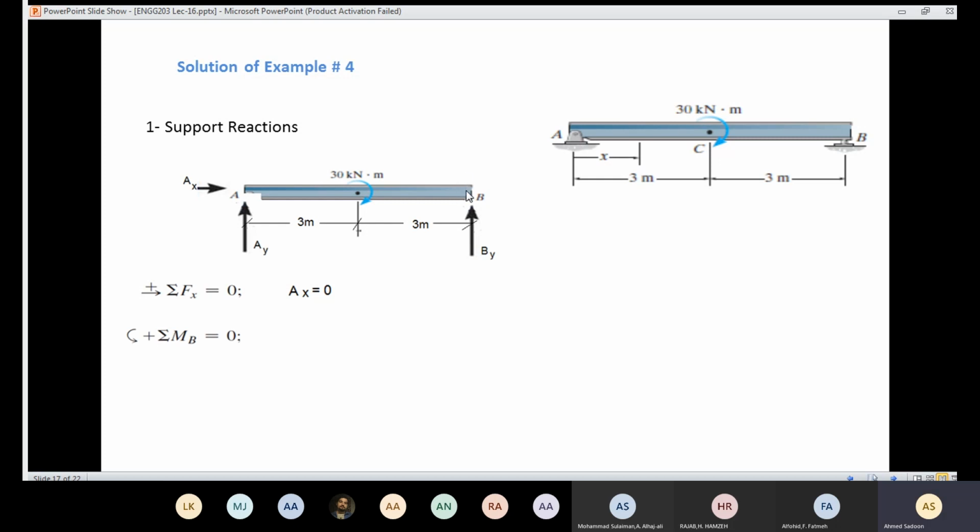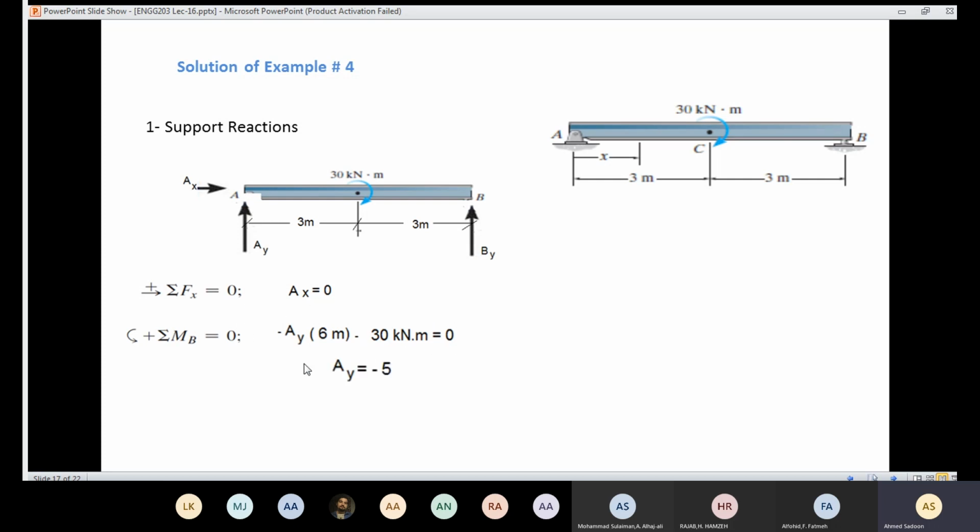If I take the moment about the point B, then AY is going to cause a counter-clockwise moment, which is negative, and if I draw the line of action, the perpendicular distance will be 6 meters. And here I have the couple moment, and the direction is clockwise, which is negative as well. So I have minus AY times 6 meters, and I have minus 30 kilonewton meter. And we should set that equation to 0.